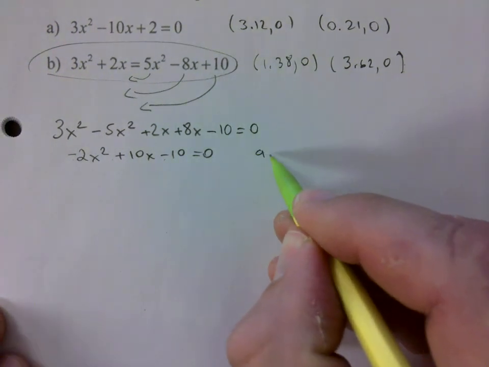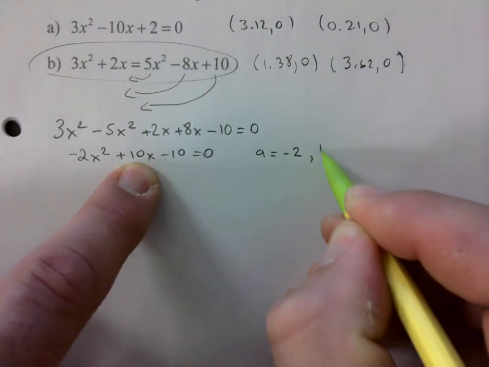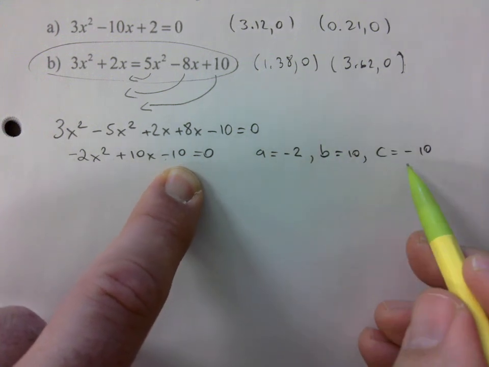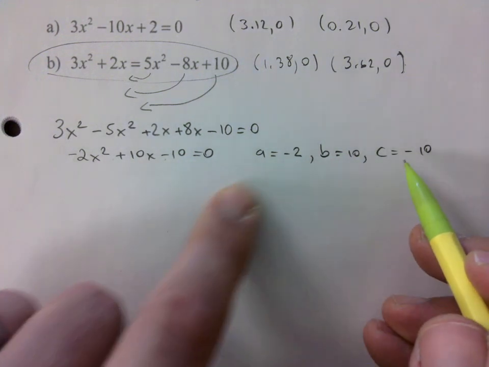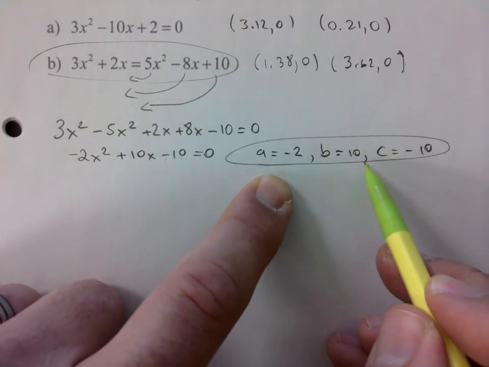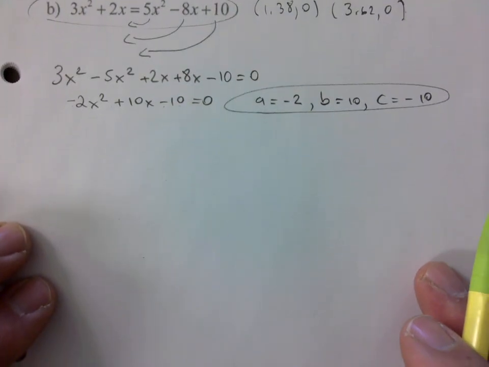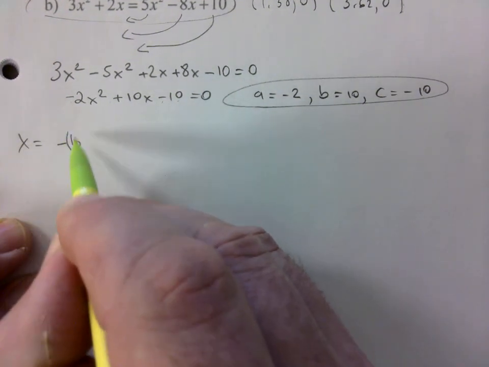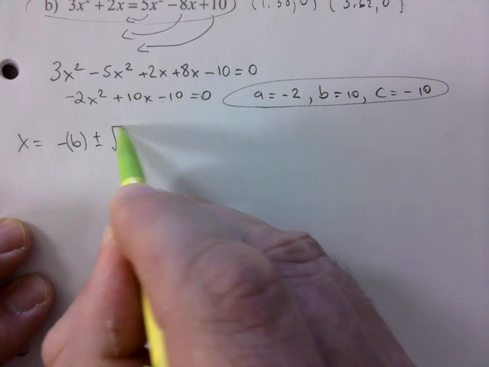Please tell yourself this. A is negative 2. B is 10. C is negative 10, okay? So you have the signs. Some of you are just going by this, I think it would be better to have this written down real quick, okay? And then you use your formula one more time. Some of your formulas need some improvement, okay?